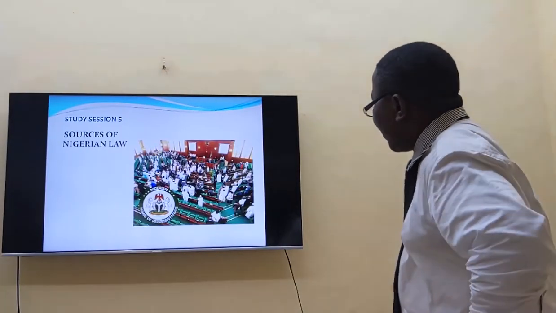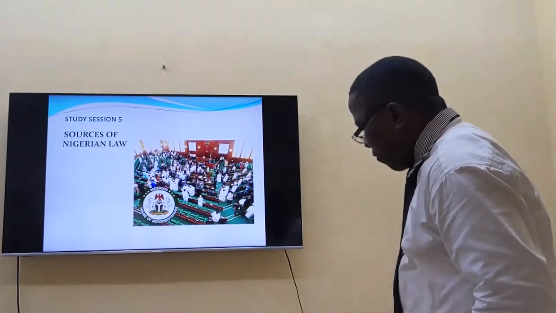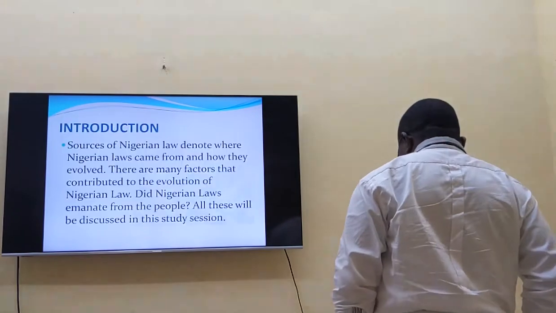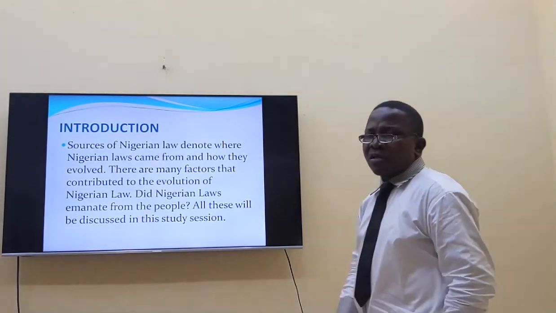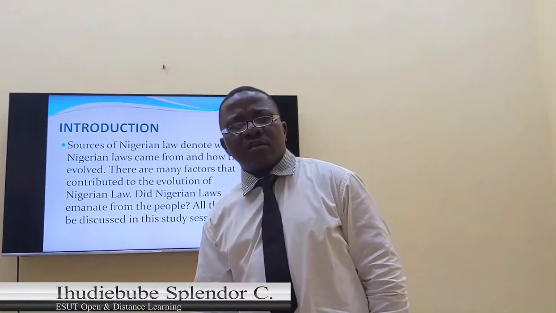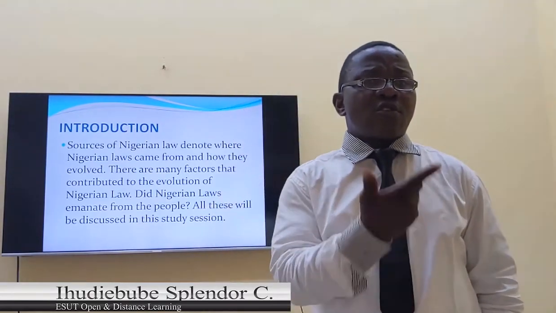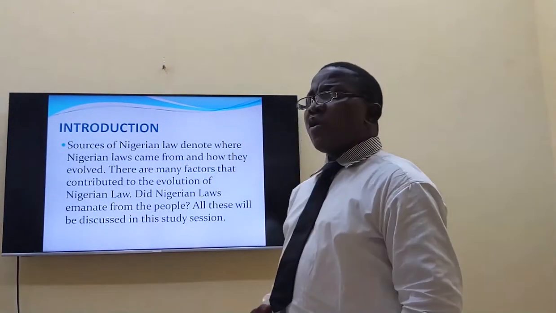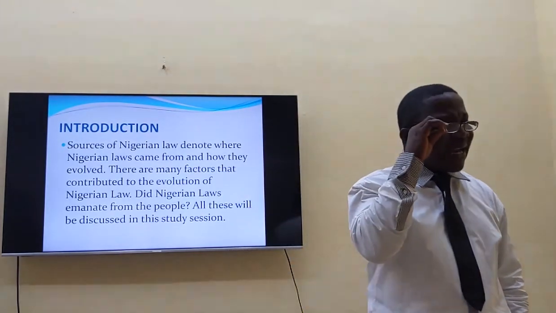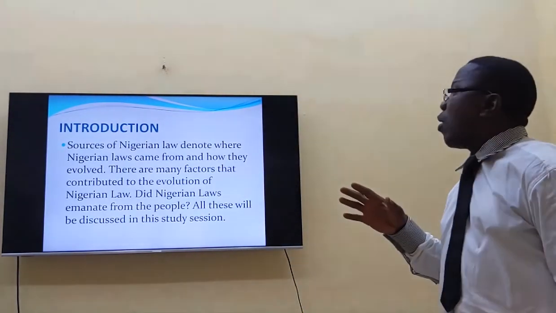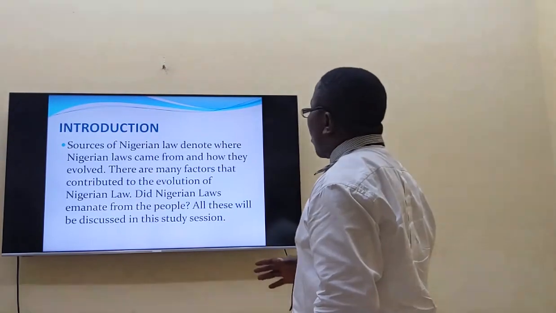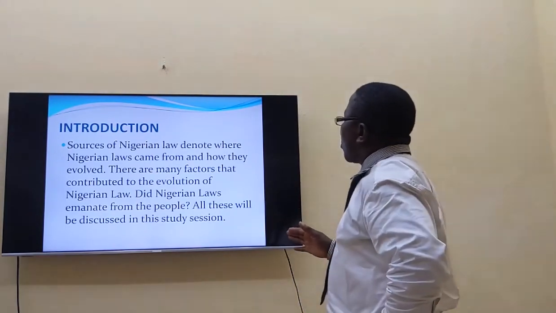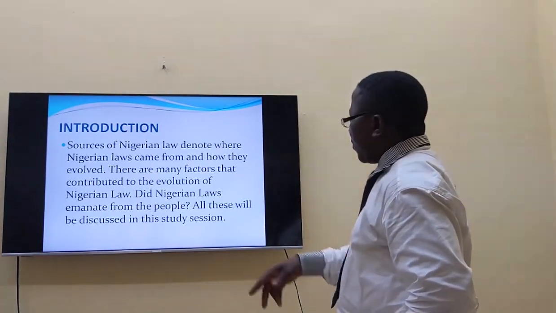Section 5, source of Nigerian laws. Now, when you're talking about source of laws, we are talking of the origin. Where is it coming from? The source of water, the source of the air we breathe. So laws of a land have their source. So we are going to explore the sources of Nigerian laws, to know where Nigerian law came from. Okay.